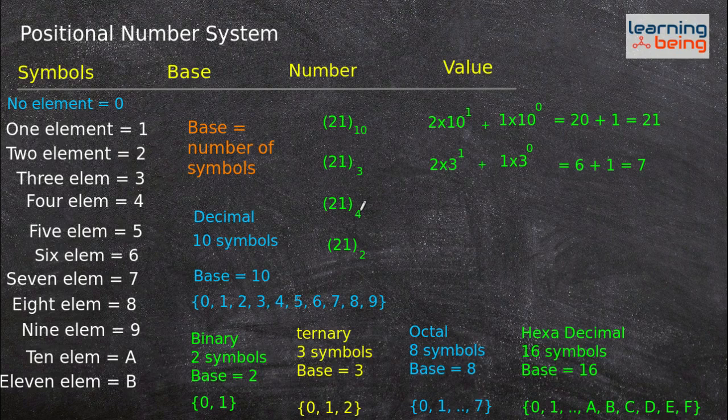And if the base is equal to 4, then we are going to calculate its value. We will get something different than this. So here in case of base 4, we get 21 is equal to 9.